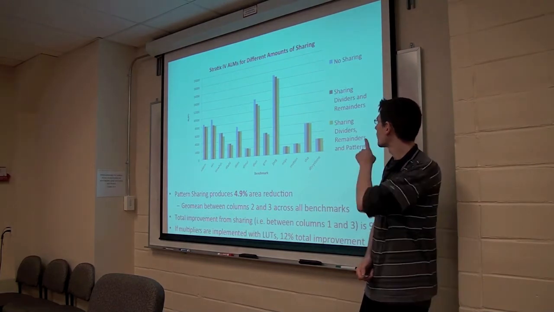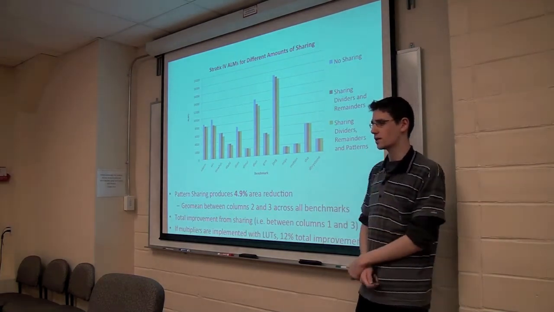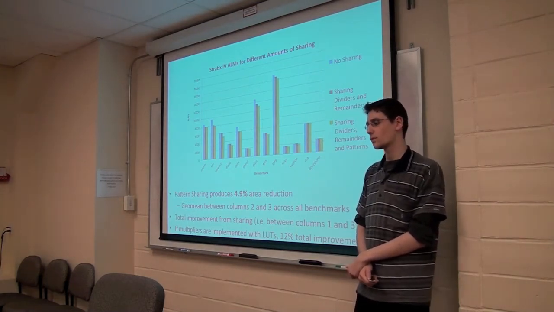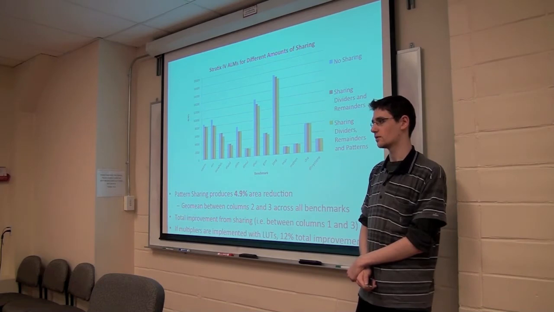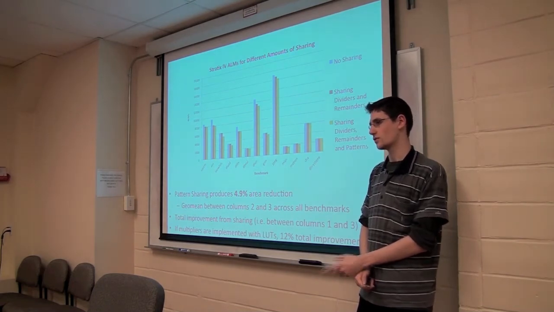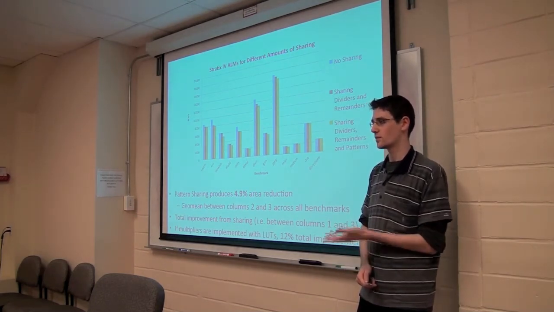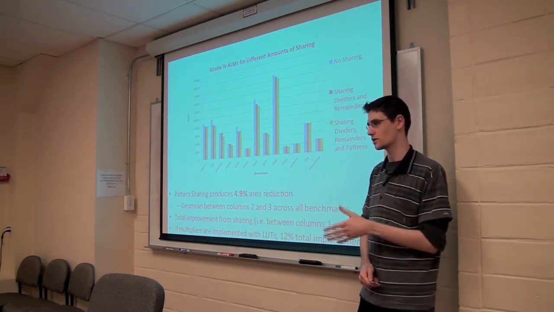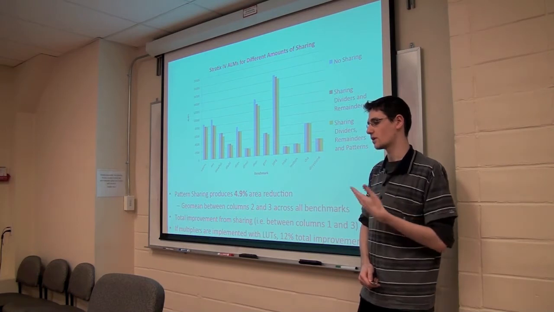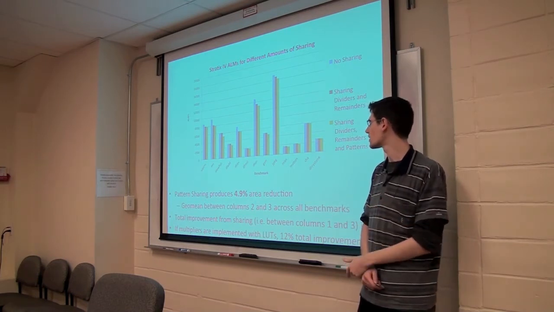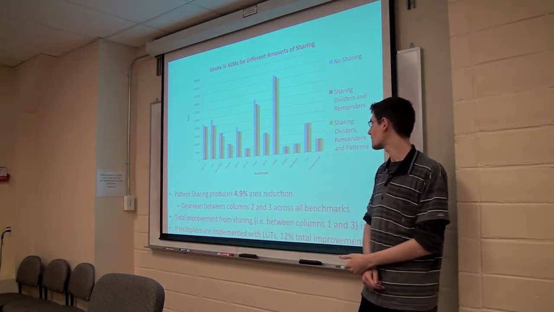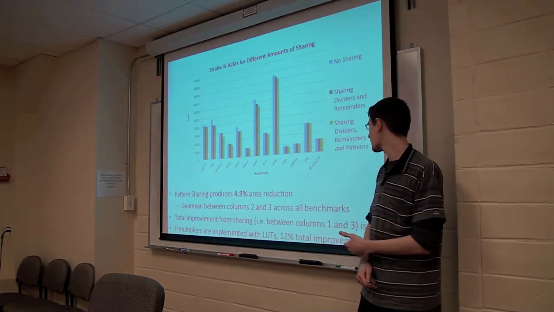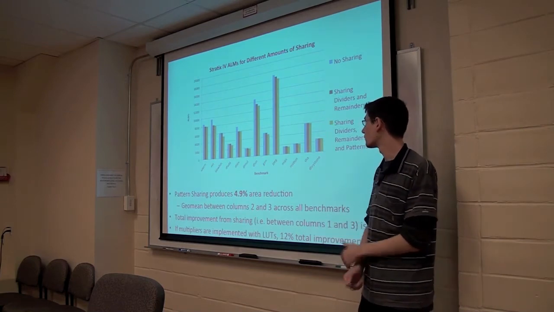So what I've shown here in the red bar is sharing dividers and remainders. I didn't share multipliers because in Stratix 4 they're implemented using DSP blocks. But what some other works have done is implement multipliers using LUTs and then share those multipliers. So if you were to implement multipliers using LUTs instead, your area would increase, and then if you share them, you'd get a very large improvement. Maybe it's not practical, that's not how people would do it, but other works have done that. So to be comparable, we did the same thing in a different graph: implemented multipliers using LUTs, shared them, and then you get a 12% total improvement.